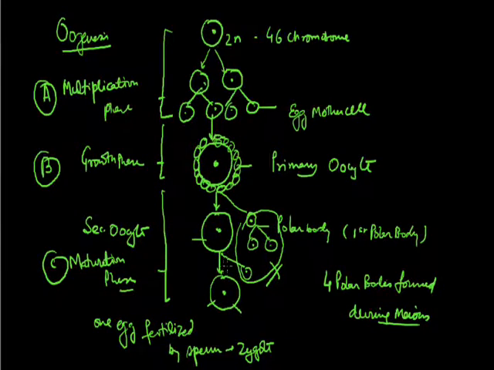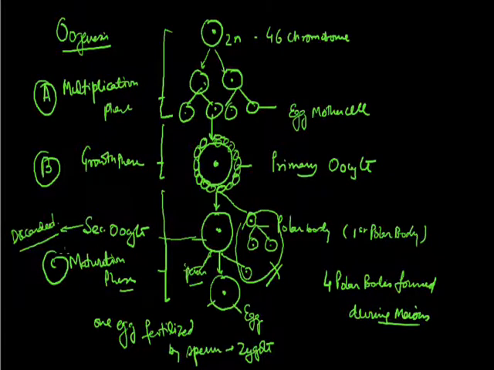We should know that the formation of the egg from the secondary oocyte takes place only when the sperm penetrates it. In the absence of sperm, or in the absence of fertilization, this secondary oocyte is discarded from the body. So this is all about oogenesis in brief.